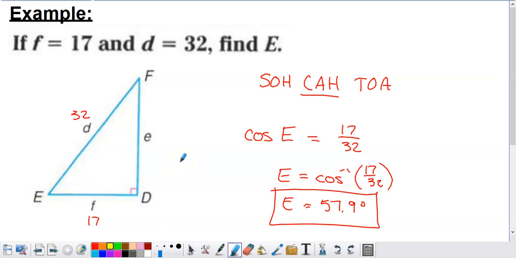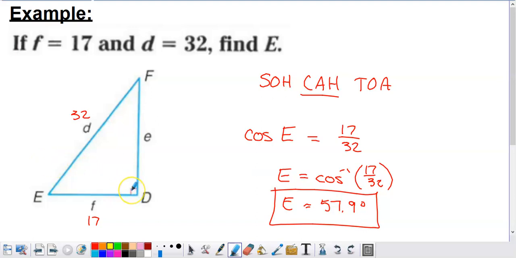So they give us lowercase f, which is 17 units. They tell us lowercase d is 32 units. What they ask us to find here is capital E, so they want us to find angle E. So what we're going to have to do is think about what we can do to determine this.